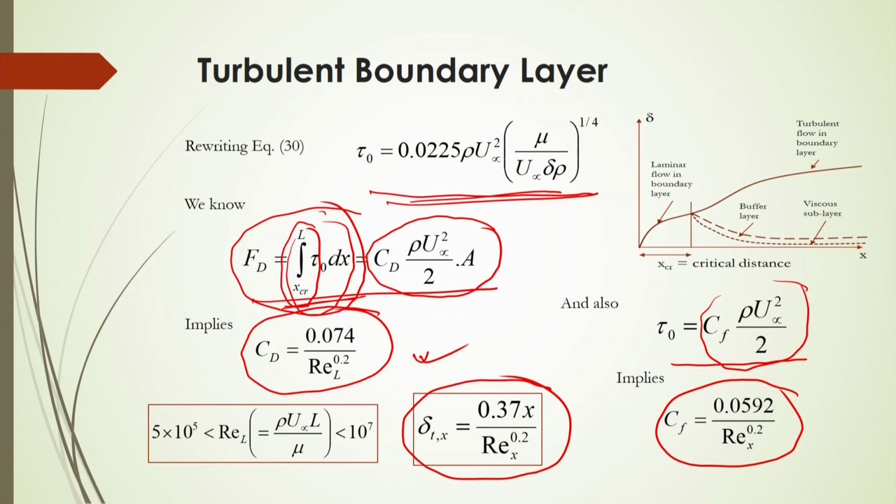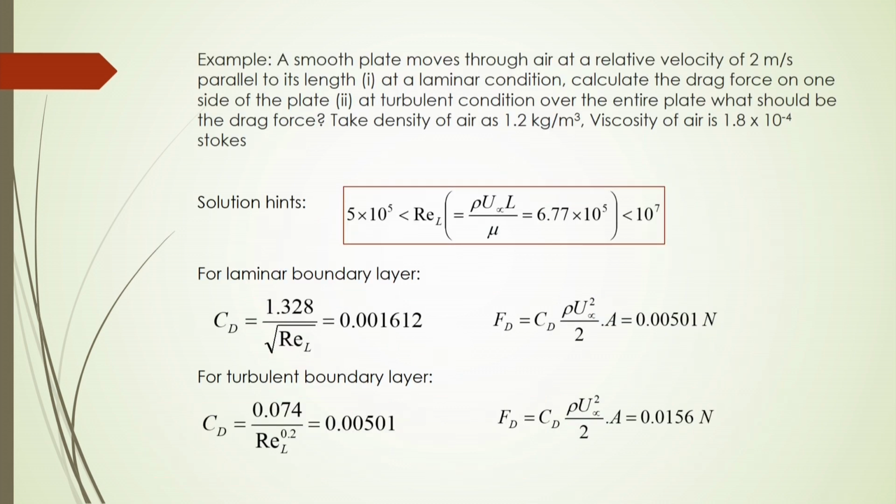These equations or correlations are valid within this range of Reynolds number, from the critical Reynolds number up to 10 to the power 7, the limit of turbulent flow, where you can calculate the shear stress, local drag coefficient and average drag coefficient. And let us do an example here with hints.